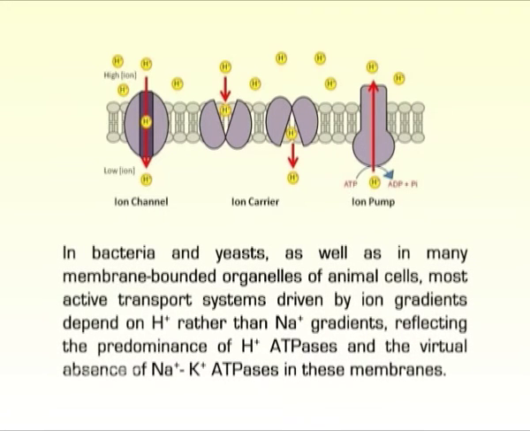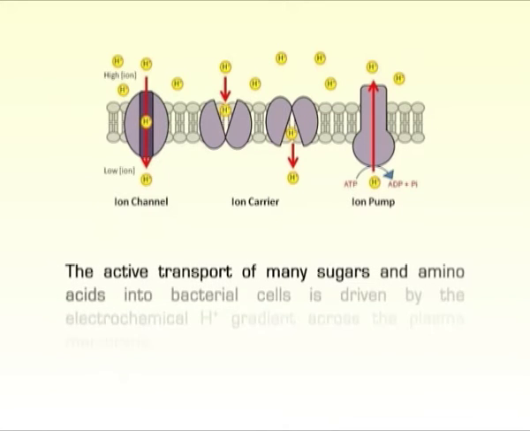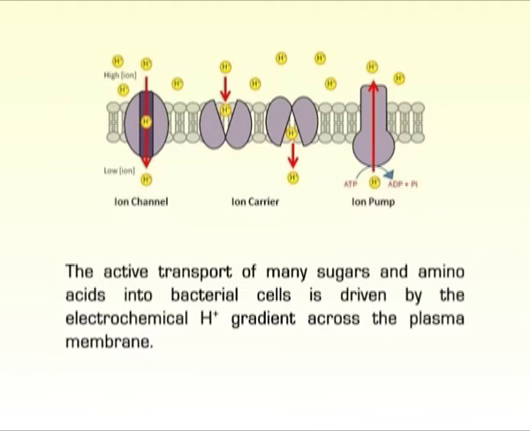In bacteria and yeasts, as well as in many membrane-bounded organelles of animal cells, most active transport systems driven by ion gradients depend on hydrogen ions rather than sodium ion gradients, reflecting the predominance of hydrogen ion ATPases and the virtual absence of sodium-potassium ATPases in these membranes. The active transport of many sugars and amino acids into bacterial cells is driven by the electrochemical hydrogen ion gradient across the plasma membrane.